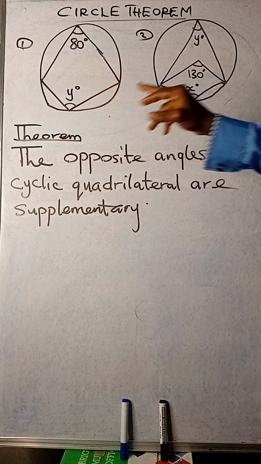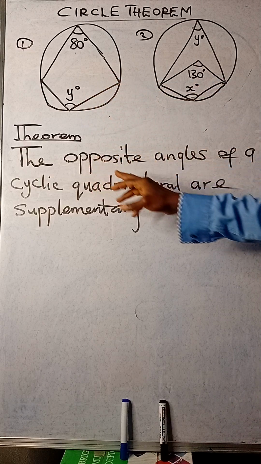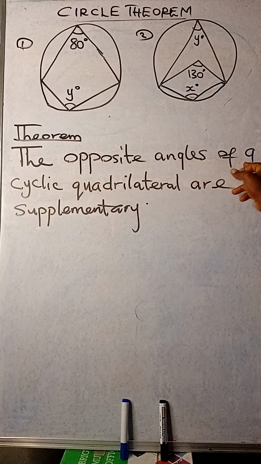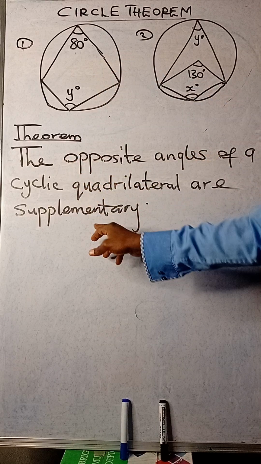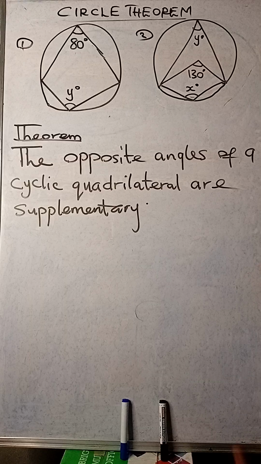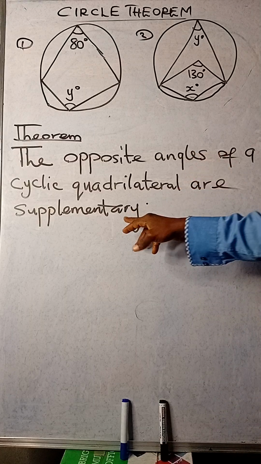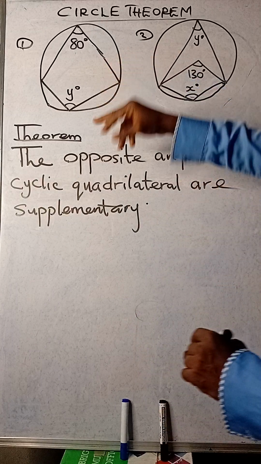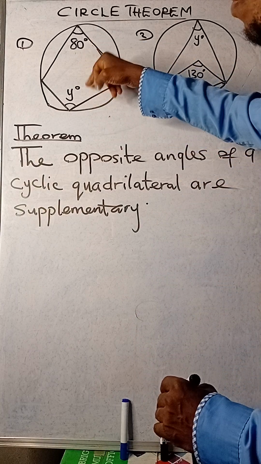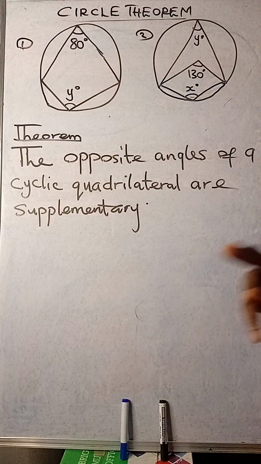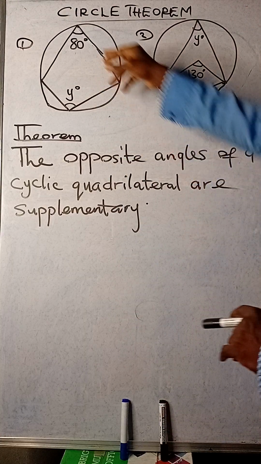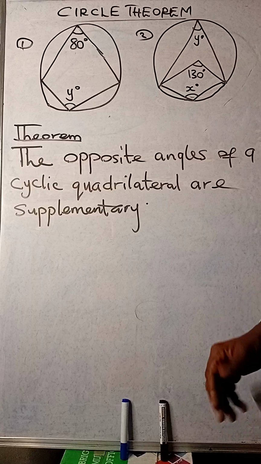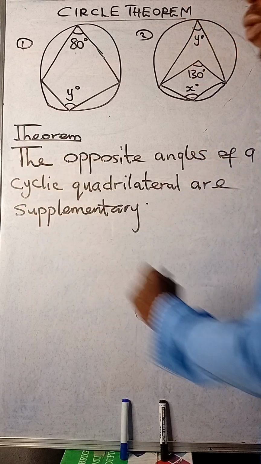Now, to solve for the value of y, we'll be using the theorem that states that the opposite angles of a cyclic quadrilateral are supplementary. Remember, in one of our last classes, we treated supplementary angles: when the sum of two angles is equal to 180. And what are the two angles? These two angles are opposite. So their sum making 180 makes the angles what? Supplementary.